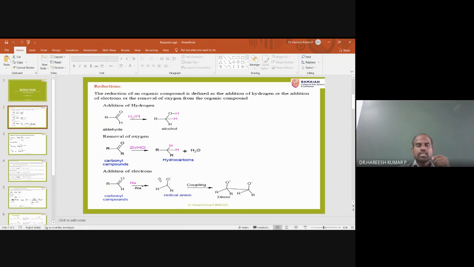This radical anion can undergo dimerization and forms this particular product, and this anion picks up a proton and forms a pinacol. These kinds of molecules are called pinacols. Of course, you can also call them glycol compounds. Glycol is the product. So now you know that reduction means addition of hydrogen, removal of oxygen, and addition of electron. So now I think you are aware of the complex metal hydrides.